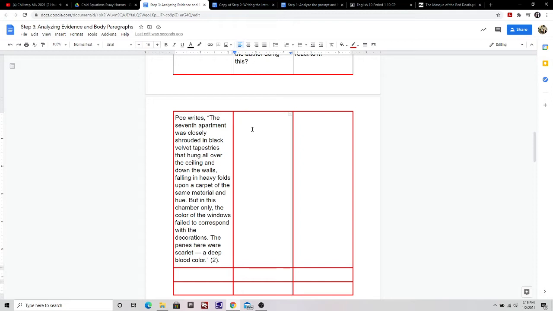So the 7th apartment was closely shrouded in black velvet tapestries that hung all over the ceiling and down the walls, all right? That right there is visual, right? It's not something we can touch, taste, smell, hear, or anything like that, all right? It says it fell in heavy folds upon a carpet in the same material and hue, all right? Still visual. But in this chamber only, some of the window panes were a deep scarlet blood color, all right? Also visual. So this is basically visual imagery.